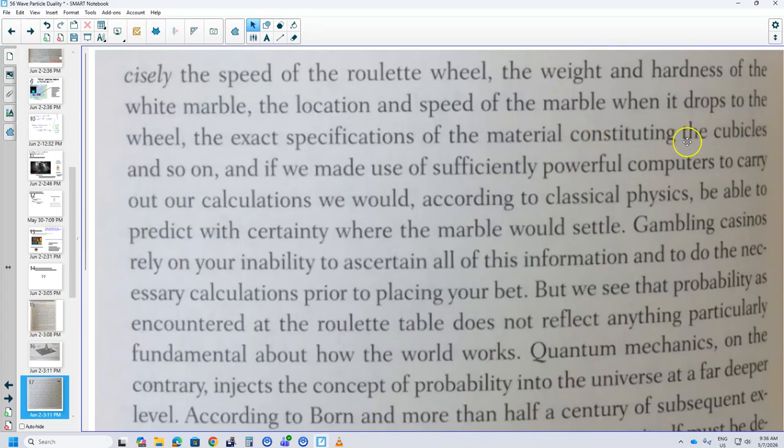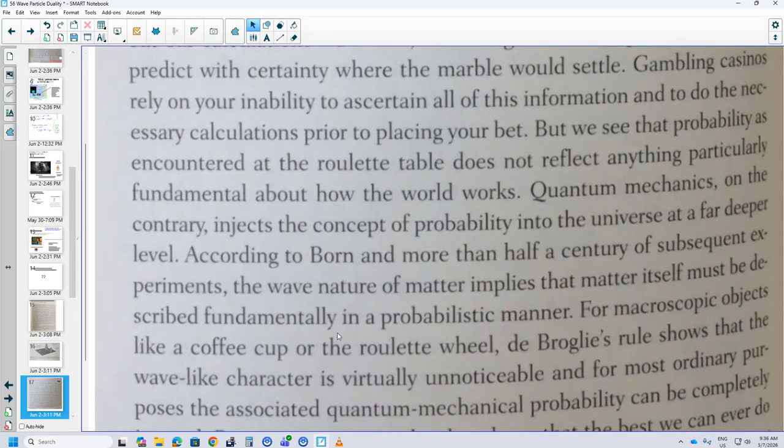specifications of the material constituting the cubicles and so on. If we made use of sufficiently powerful computers to carry out calculations, we would, of course, according to classical physics, be able to predict with certainty where the marble would settle if we had enough information. Gambling casinos rely on your inability to ascertain all this information and do all the necessary calculations prior to placing your bet. But we see the probability encountered at a roulette table does not reflect anything particularly fundamental about how the world works. It's just information you don't have, right?